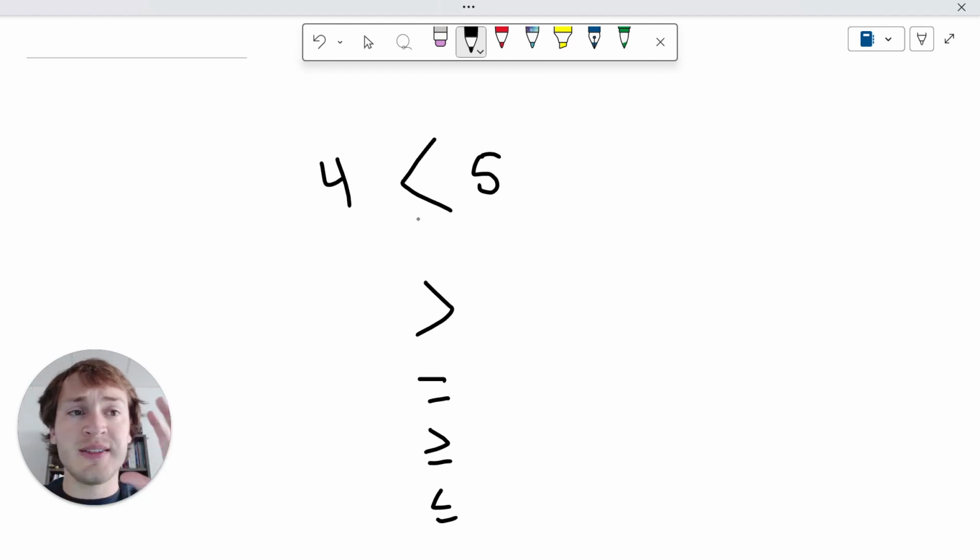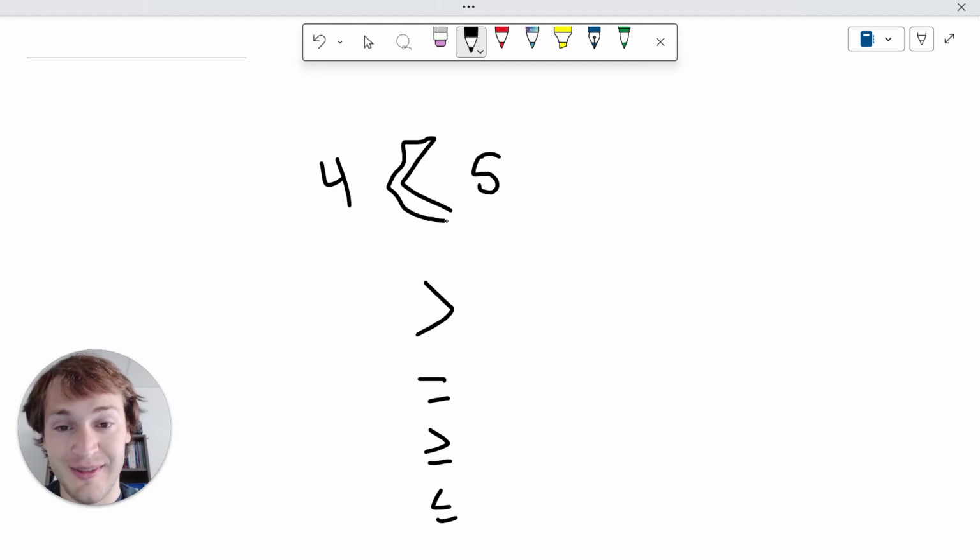But these sideways carets, I always think of them as big mouths, or maybe like an alligator's mouth, right? They're always going to want to eat the bigger number. So we can draw this as a poorly drawn Pac-Man or alligator thing. Give it some teeth. It's going to want to eat the bigger number, so the mouth always points to the bigger number. In this case, 4 is less than 5, so that mouth will be pointing towards the 5.